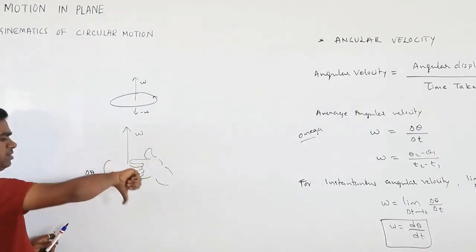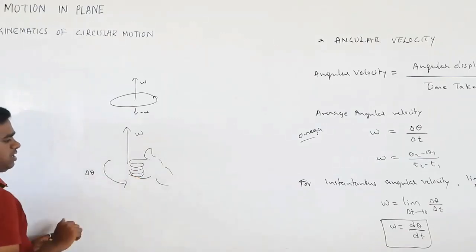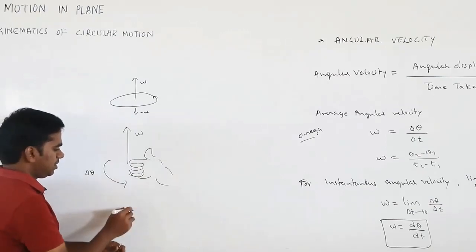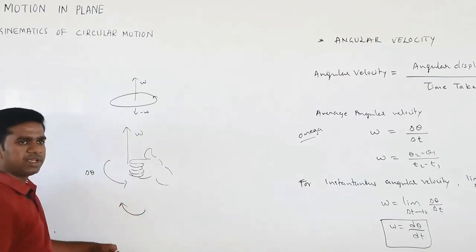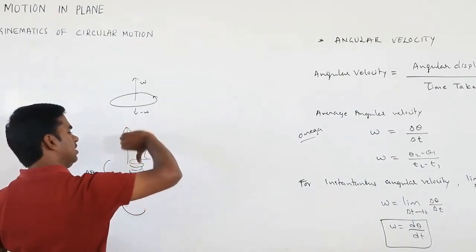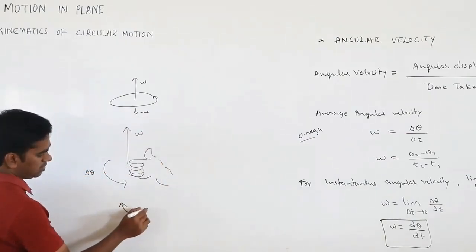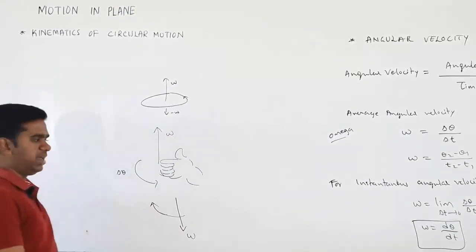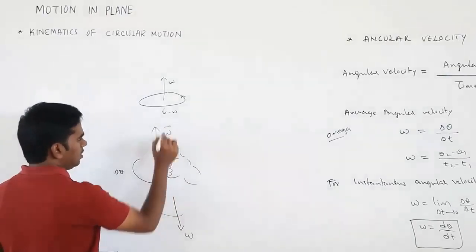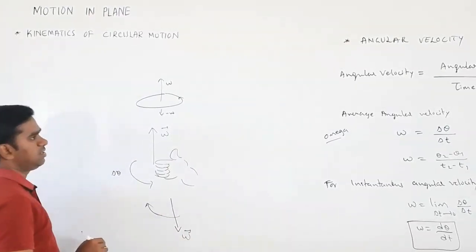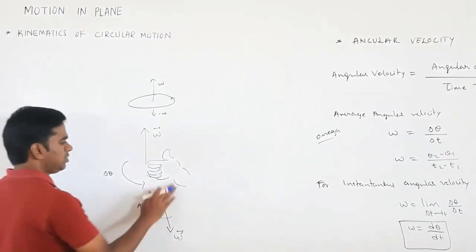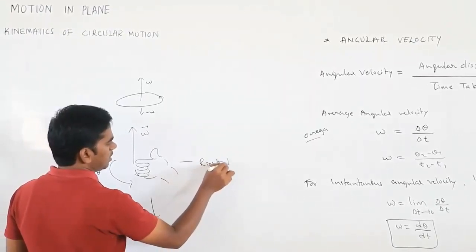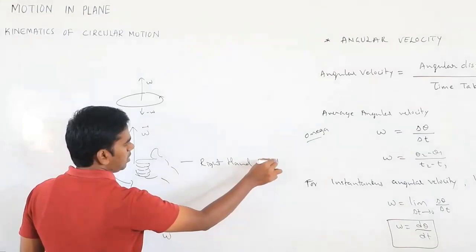Suppose you start rotating in the reverse order. If you rotate in this direction instead, the thumb will be in the downward direction. So if this is the rotation direction, then omega will be in the downward direction. This is the direction of angular velocity. Which rule can we use? We can use the right hand thumb rule.